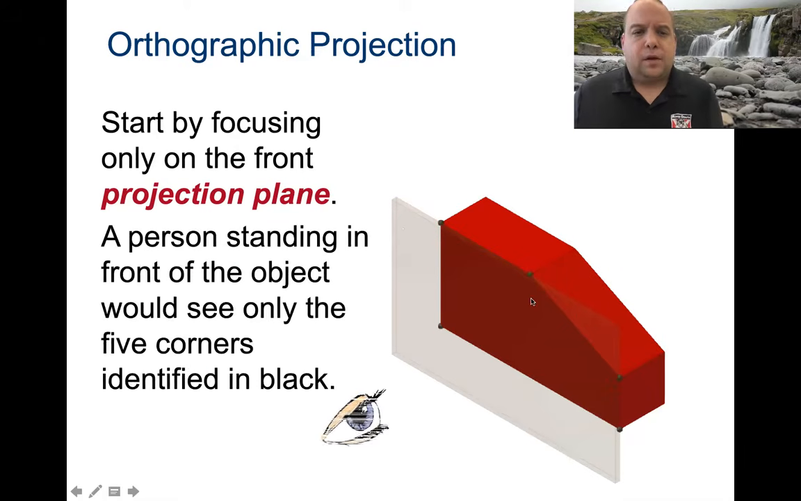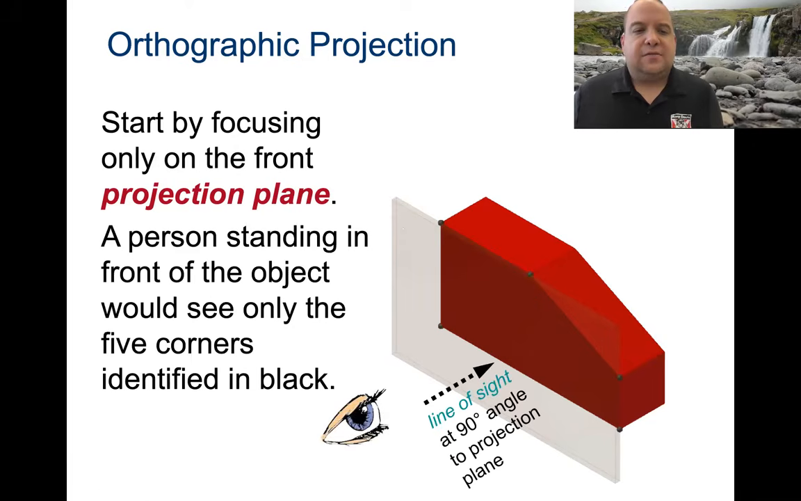A person standing in front of the object would only see the 5 corners identified in the black. So we are seeing these 5 points that go around the object. If a person is standing over here, that's all they're going to see. They're not going to see any of this other stuff.